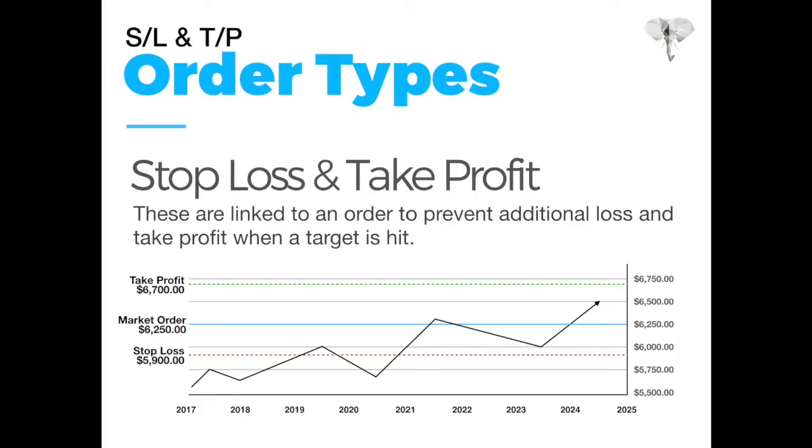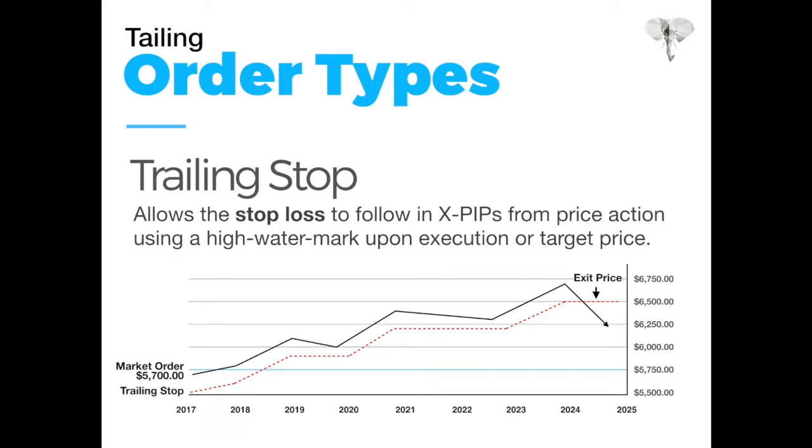Now there's certain things that we'll talk about in a later part, especially when we're developing strategy for you. We can implement something called a trailing stop. So instead of taking profit, we can implement a trailing stop. And what a trailing stop is, it allows the stop loss to follow X pips from the price action using a high water mark level upon execution or target price. So the X pips means you can set the range yourself. Typically 10% is kind of what I would have, or 20 pips if I'm scalping. It depends on your risk to reward once again.